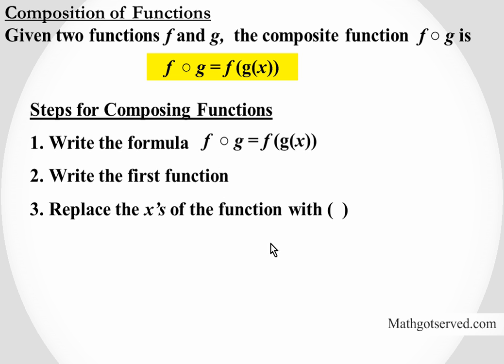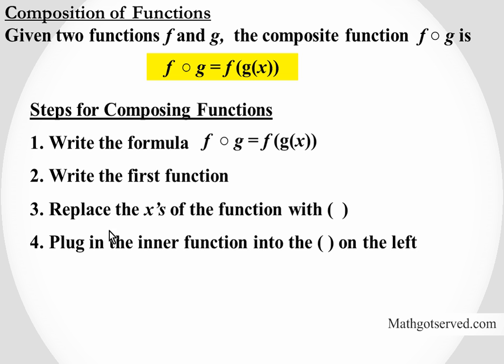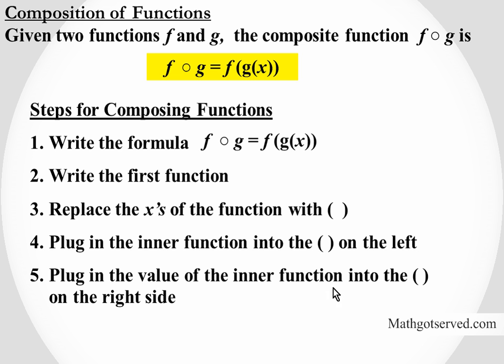After writing down your formula, you then write down the first function, which is a parent function, and you replace the x's in the parent function with parentheses with the goal of inputting the input function into the parentheses, okay? After replacing the x's with the parentheses, you plug in the inner function into the parentheses on the left, and then the value of the function into the parentheses on the right side. After doing that, just simplify using your algebraic rules, and that will give you the composition of f and g. Now let's try out some examples.